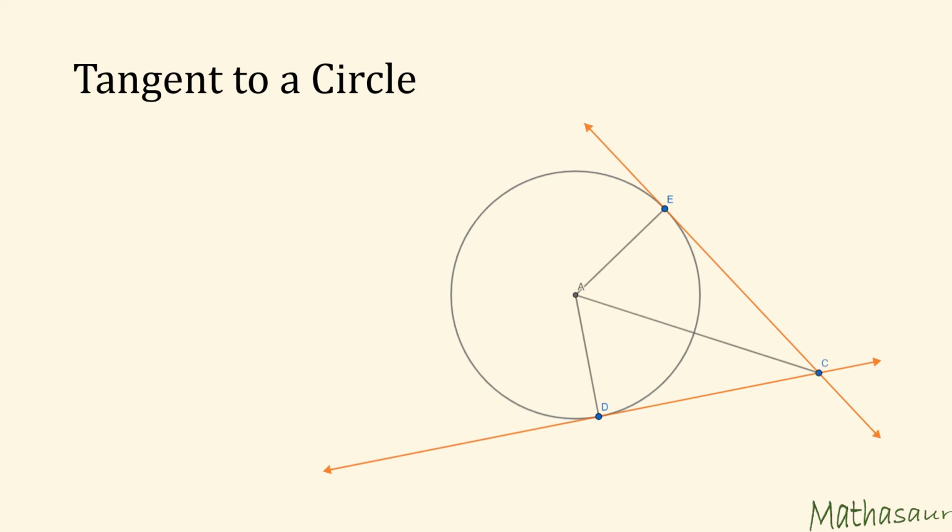Now let us get rid of the other lines and join AD and AE. Now here AD and AE are radii of the circle. And we saw earlier that AD would be perpendicular to the tangent CD. Similarly, the radius AE would be perpendicular to the tangent CE.